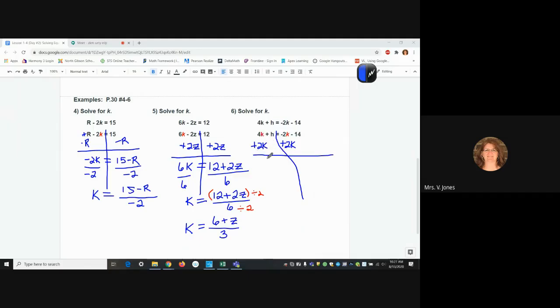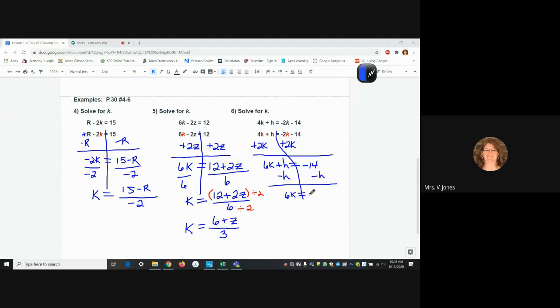All right, so 4k plus 2k, they are like terms, so I can combine those to make 6k. I'm going to bring the plus h down, equals. The 2k's are gone, and I'm just left with the negative 14 or minus 14. Keep in mind, we're trying to get the k by itself. So we have to get rid of the 6 and the h. The h is farther away, so we're going to get rid of the h term. Since the h is being added, to get rid of it, we're going to subtract h on both sides. So the h's go away, leaving you 6k.